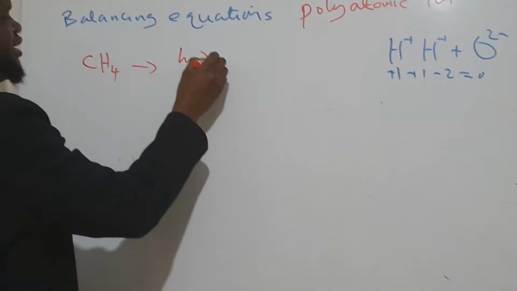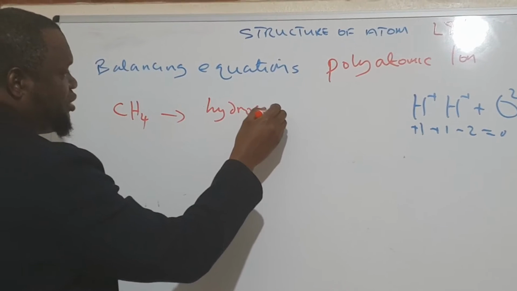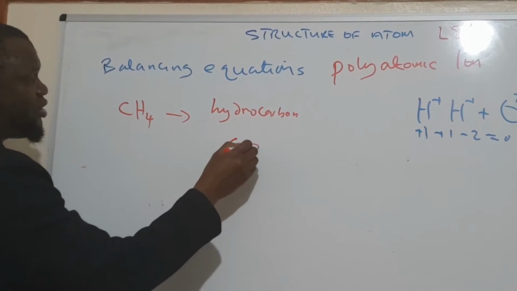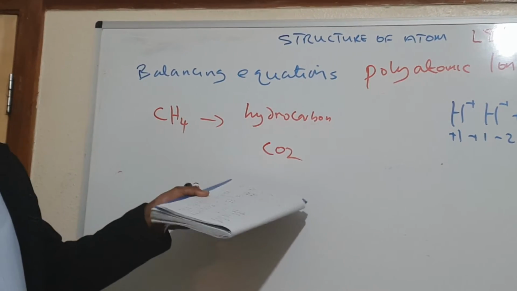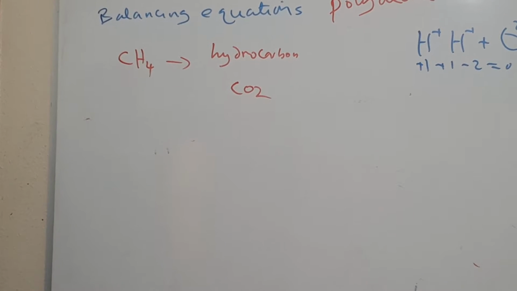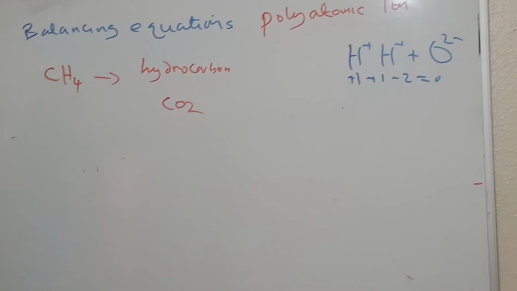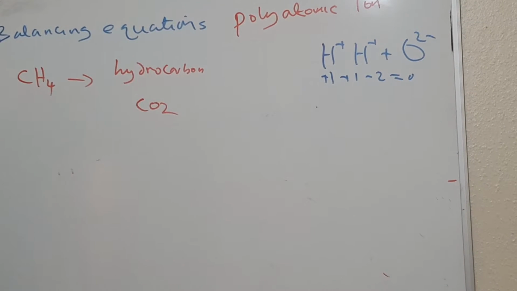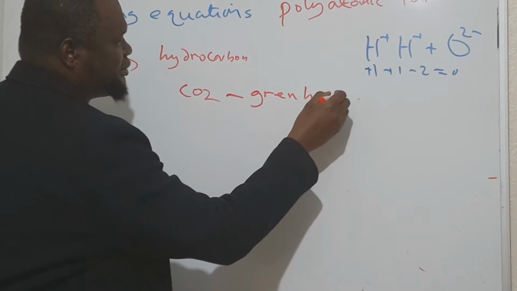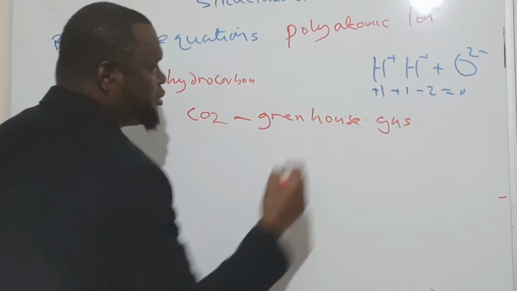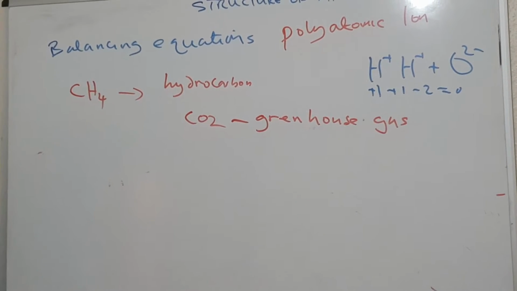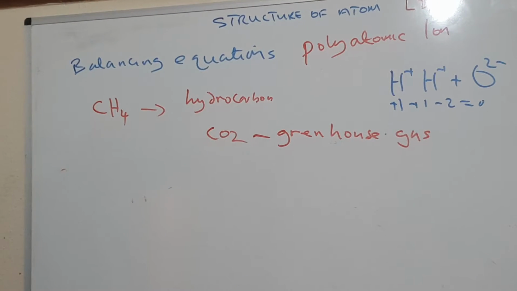Which you use as gas for burning. When it is fully burned, it produces carbon dioxide. And carbon dioxide is what type of gas? Type of pollution. Yes, it's a greenhouse gas. Brilliant. Because it can cause what? Global warming. Okay, environmental pollution.